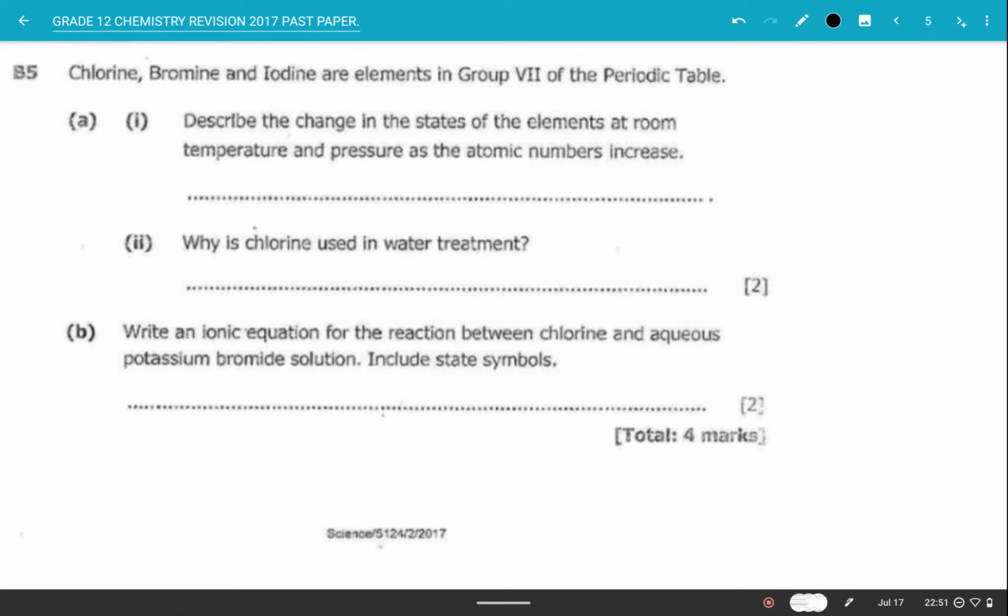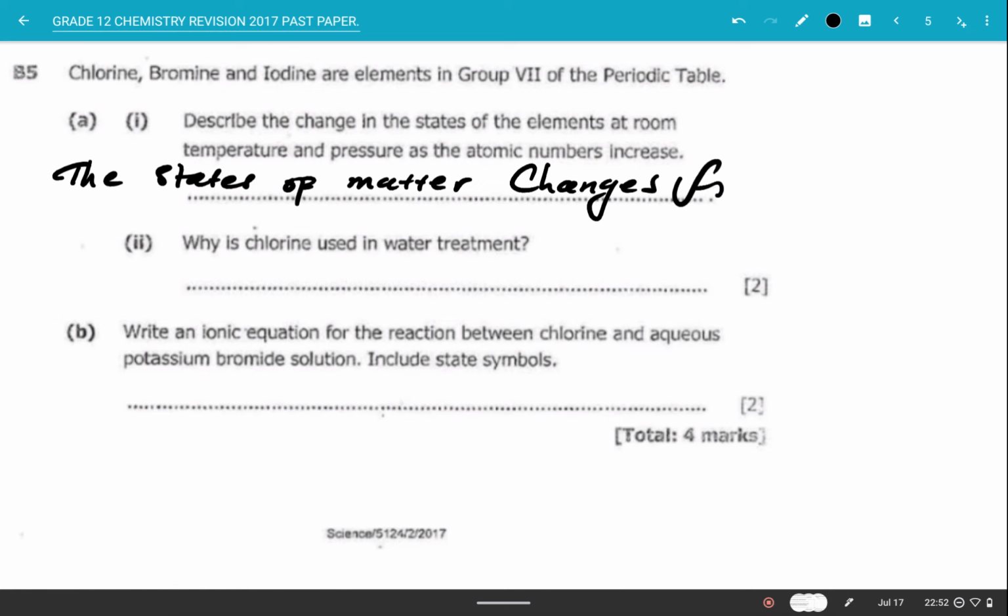So when the atomic number increases, basically the states of matter change from gas to liquid, then to solid. And this is just the opposite if the atomic number decreases.